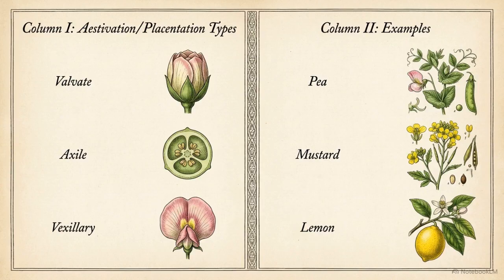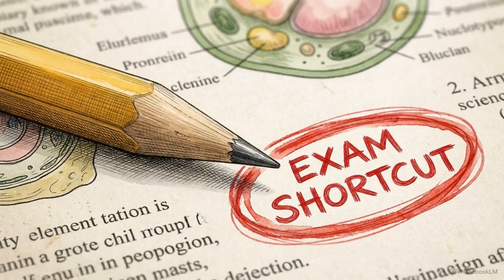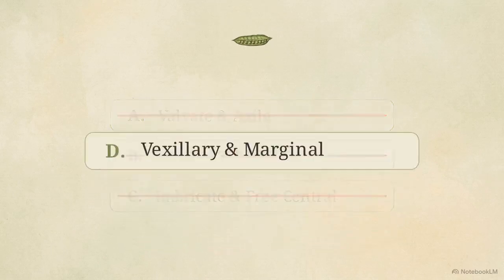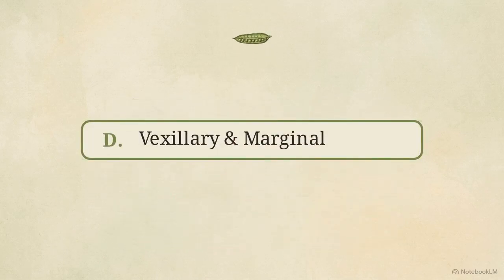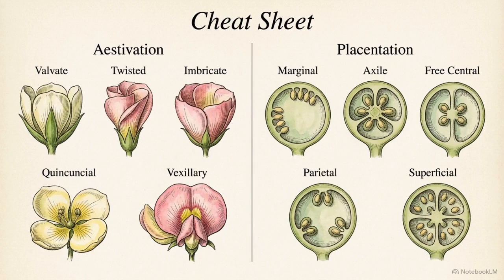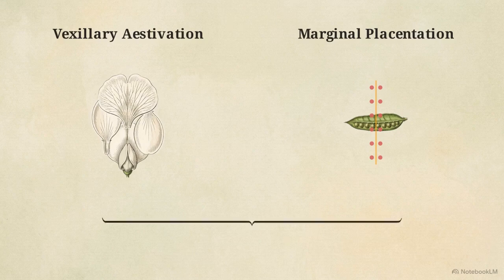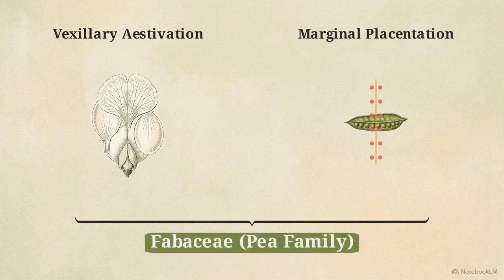You will frequently encounter matching questions that pair these anatomical terms with specific plant examples. Use an anchor fact to save time. For example, knowing that a pea is both vexillary and marginal allows you to eliminate most incorrect multiple choice options immediately. Screenshot this cheat sheet for your final review. It reduces each complex definition down to the core 2 to 3 word rule you need to memorize. Mastering the rules of petal overlap and ovary architecture allows you to identify and classify plant families with anatomical precision.